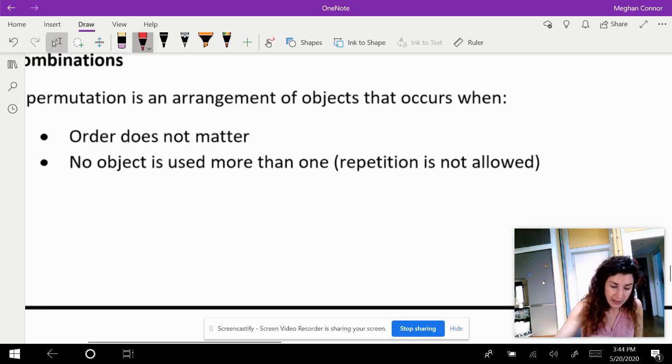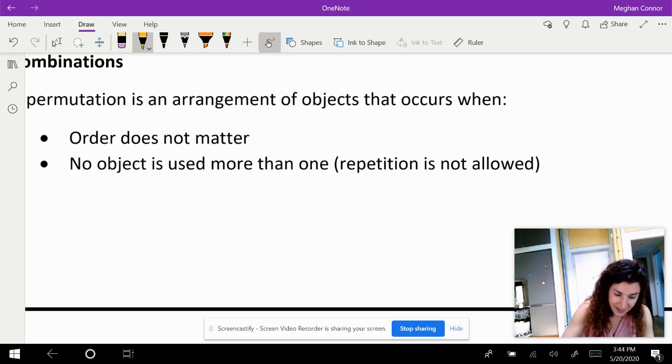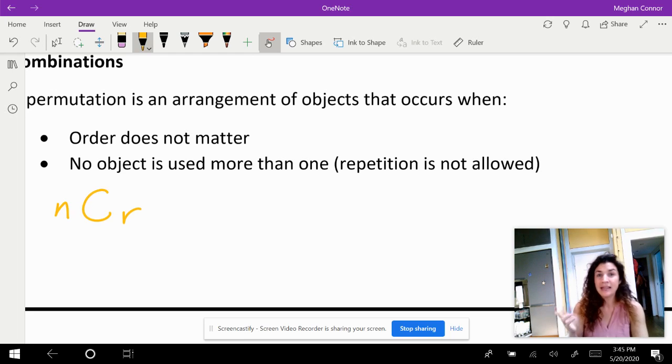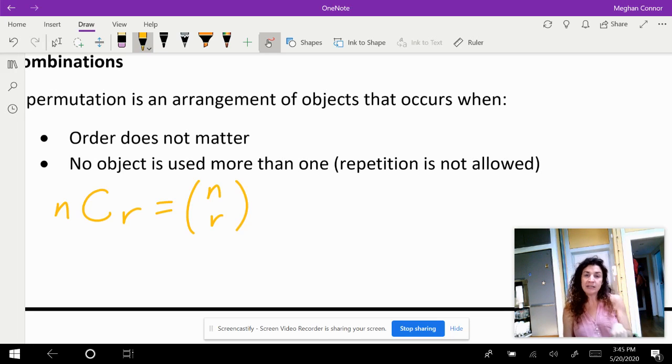So the formula for this, how we write it, first of all, is n choose r, right? So n is still the number of total possibilities, and r is the number of spots we have available. We also write it in this type of format with n over r. If you see something like that, that is a combination notation.